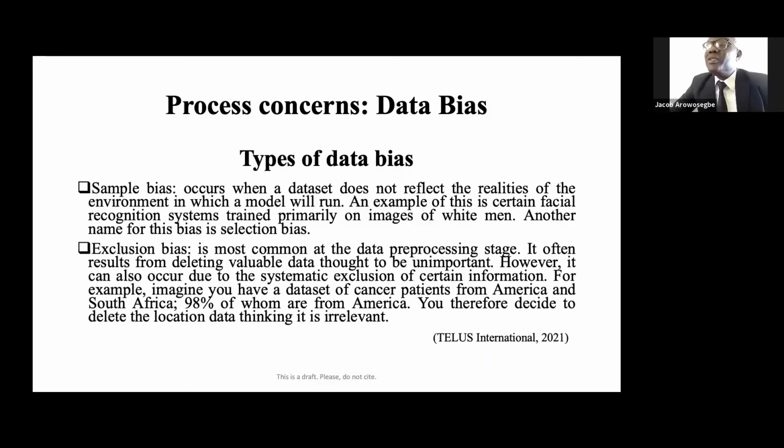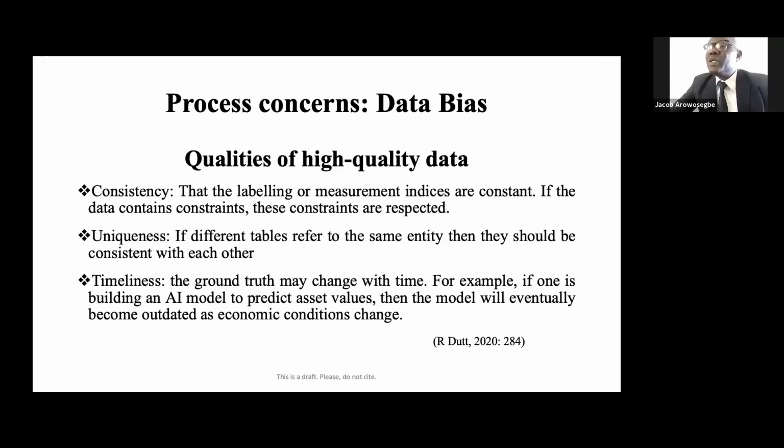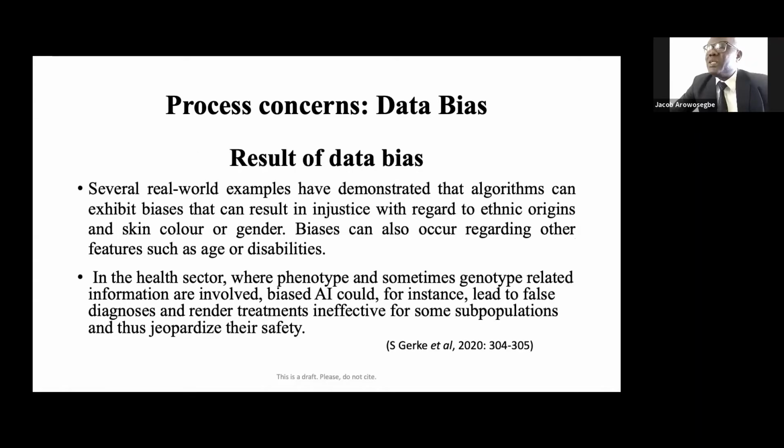To remedy the issue of data bias, we need to ensure that we have high quality data, and the qualities are listed here. Accuracy, it must be accurate. Then it must be complete, no missing elements. Then consistency. There must be consistency in the labeling or measurement indices. Then uniqueness. If different tables refer to the same entity, then they should be consistent with each other. Then it should be timely. The ground truth may change with time, so the data should reflect the changing time.